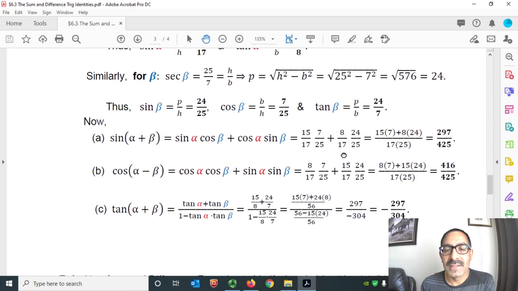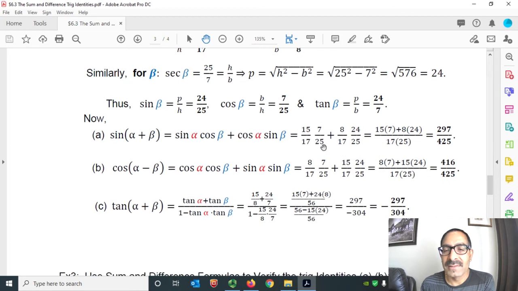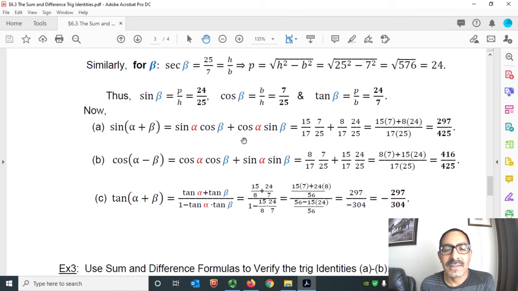Then let's combine these two fractions. We take the LCD. LCD is 17 times 25. That means we simply multiply these terms in the numerator and add them. So 15 times 7 plus 8 times 24. And it turns out that the final answer is 297 over 425 for part A. I hope this computation makes sense to you all.